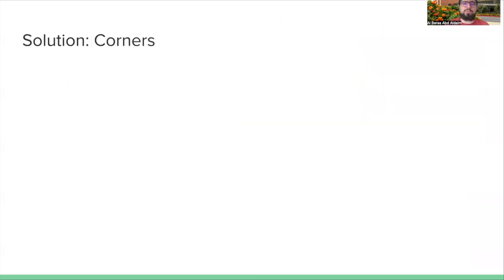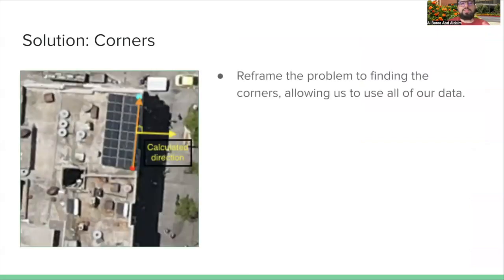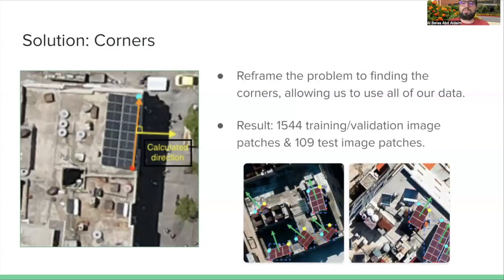However, we came up with a solution, which is instead of looking for the angles, we reframed the problem as finding the corners of the solar panel assemblies. This allows us to use all of our data, therefore doubling the amount of useful data. And this allows us to produce 1,500 image patches from 9 source images for training and validation, and 109 test image patches from a single source image from a separate geographic area. And Nick will go over some of the technical details.